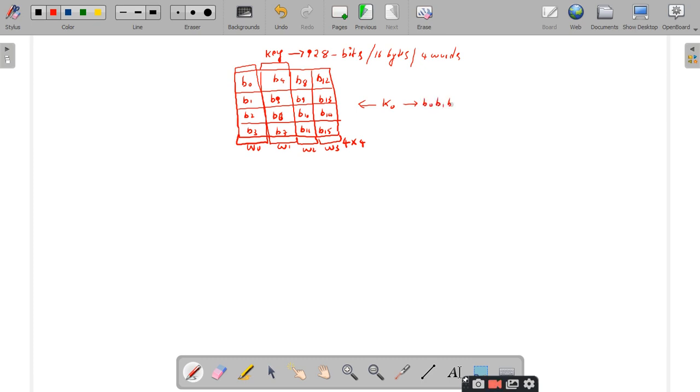This is K0, right? Which is B0, B1, B2, B3, B4 and so on up to B15. So I represent this B0 to B15 in this array, a 4 by 4 array.